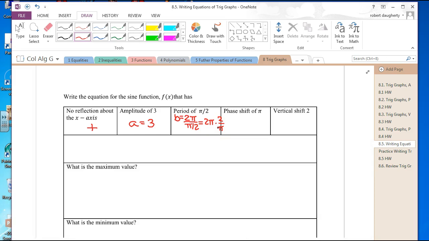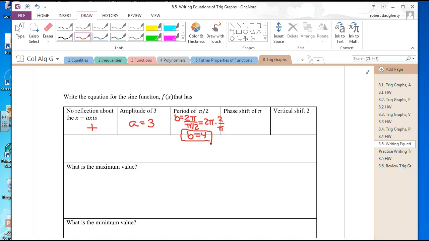Okay, I'm hearing all kind of wrong stuff. 2 pi divided by pi over 2. Dividing by pi over 2 is the same as multiplying by 2 over pi. Okay, so what is 2 pi times 2 divided by pi? The number 4, that's it. B is equal to 4. There's no pi there. It's 4, okay? It's pi divided by pi. 2 times pi times 2 divided by pi. Okay, so this is 4.